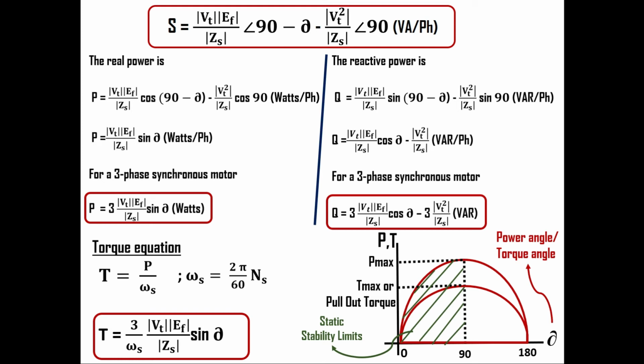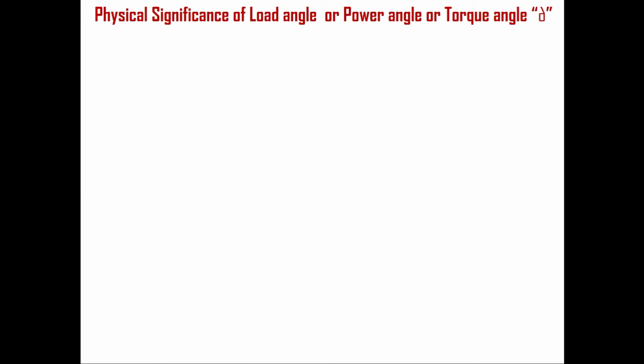However, the synchronous motor tends to pull out of synchronism, that is at delta greater than 90 degree. This is because of excessive load torque. The field current of rotor can be increased and hence Ef to develop high torque and to prevent the loss of synchronism. The physical significance of load angle or power angle or torque angle delta can be understood from the diagram.